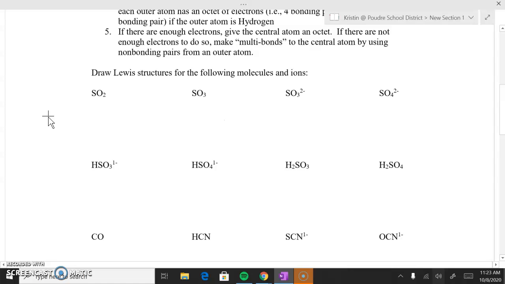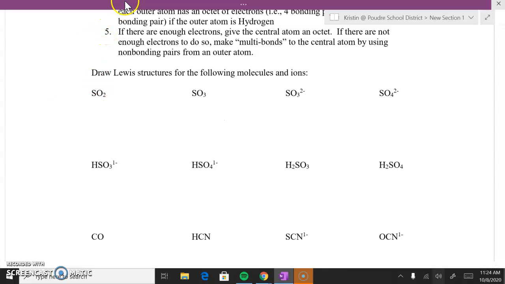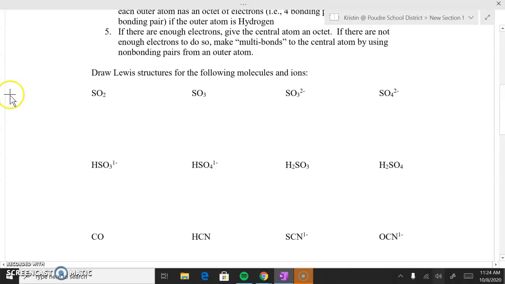So we'll start together working on SO2. SO2 is sulfur dioxide, just to reflect a little bit on our naming practice that we've been doing. The first thing I want to do is think about how many valence electrons I have available to me. So I'm going to look for sulfur and oxygen on the periodic table. They're both in group 6, which means oxygen and sulfur have 6 valence electrons. So I'll do 6.